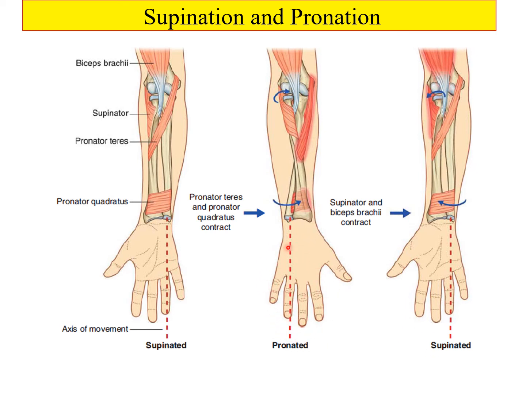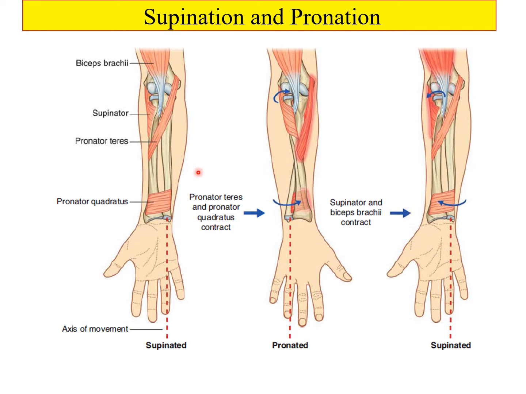So our dorsum will be facing front. This is the normal anatomical position in which the palm is facing the front side, but when pronation is taking place the dorsum is facing the front side. And again, the action of supinator and biceps brachii, when these two muscles contract, they take that pronated palm back to the position of supination.